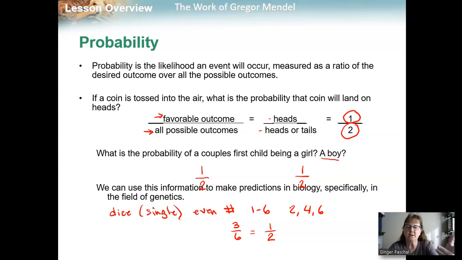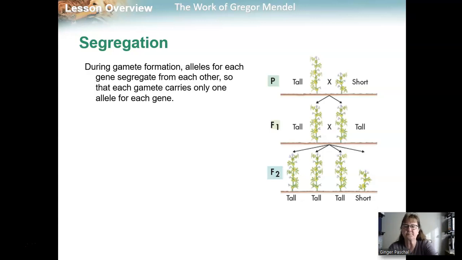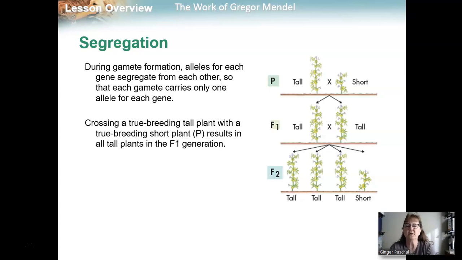Okay. So we can use this information to make a prediction in biology, specifically in the field of genetics. So let's take a look at what this looks like. We've investigated a little bit about segregation. During gamete formation, alleles for each gene segregate from each other so that each gamete carries only one allele for that gene. So let's look at how this works.